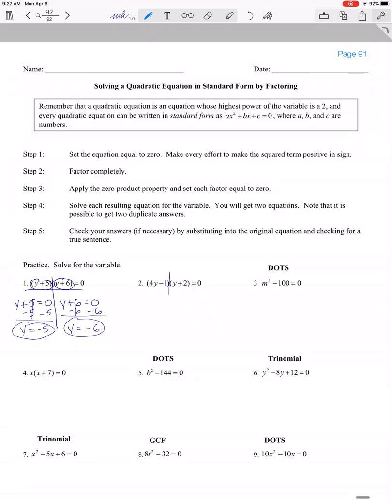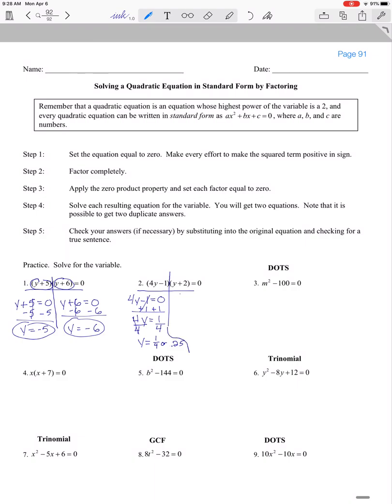Again, since it's already factored for me, I'm going to T-chart it. And I have 4y minus 1 equals 0. We add 1 to both sides, and we get 4y equals 1. Now in order to get y by itself, we're going to divide by 4. And we get y equals 1/4 or 0.25. Either answer is accepted.